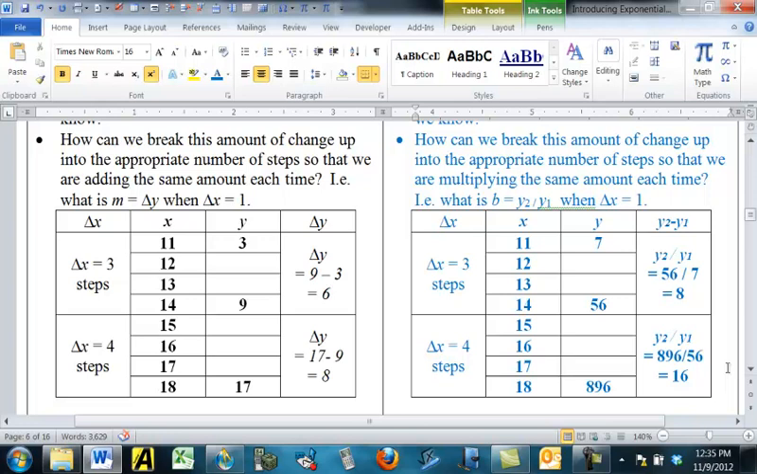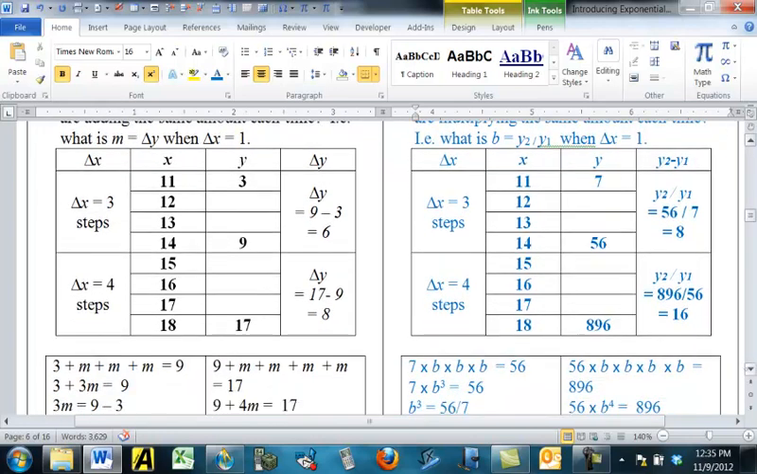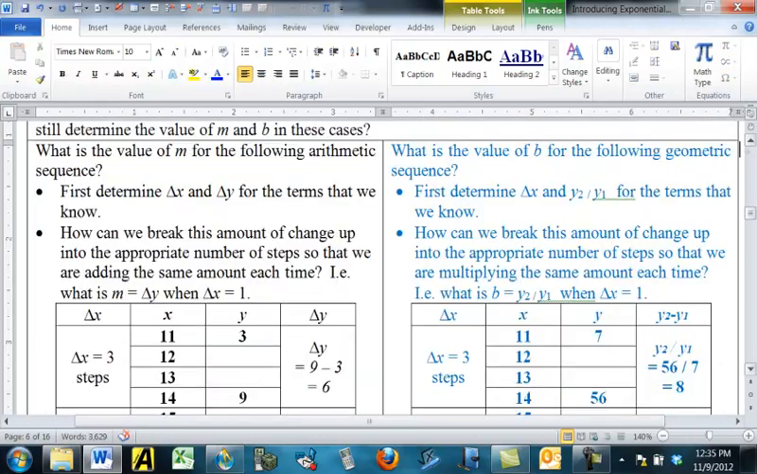So the question is, how can we get from 3 to 9 in 3 steps, adding the same thing 3 times, and still turn out to be the same as adding 6 overall? And if it works out, then maybe the same number will be the number, if it is arithmetic, the same number will be what we would add in 4 steps to get 8. So look what we have here.